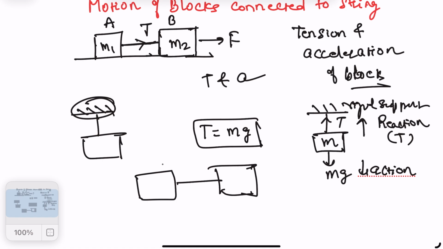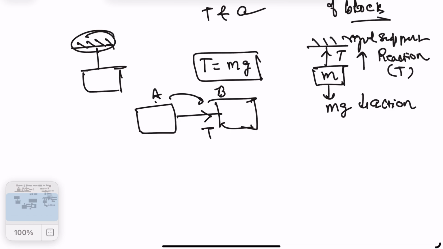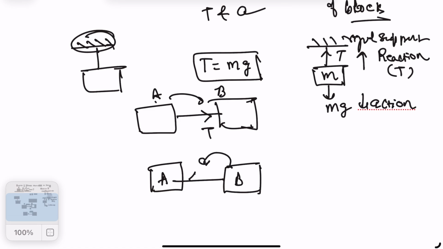Block A and block B. Block A is connected with B, so tension will be toward B, right? And similarly block B is connected to block A, so the tension of B will go toward A. It means A is attached to B, so tension is toward B. B is attached to A, so tension will go towards A. So there are two tensions acting on these two blocks. Once you know this concept, you can easily solve these types of problems.